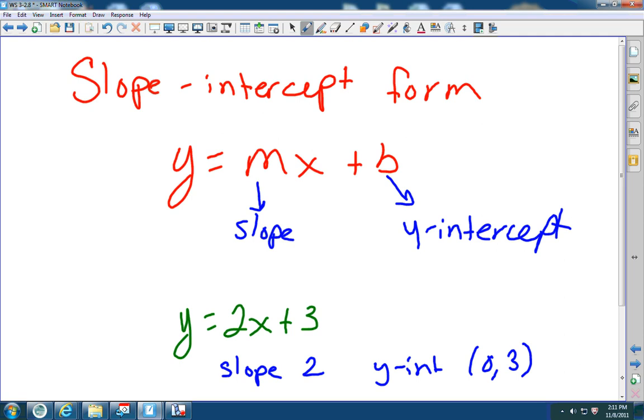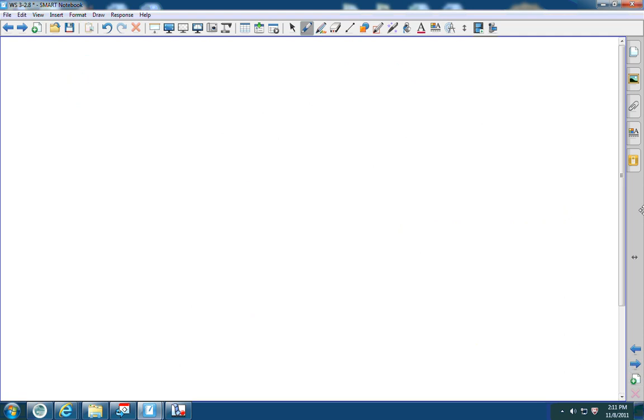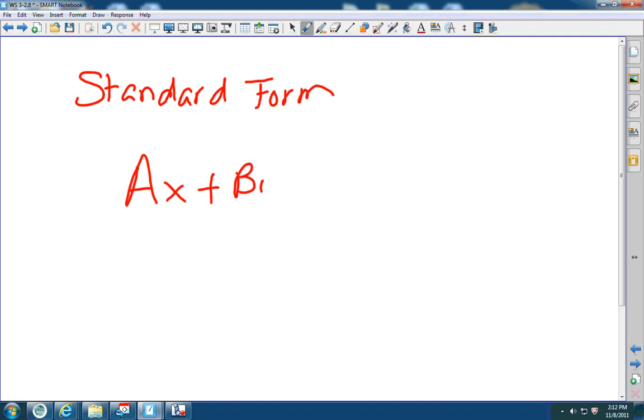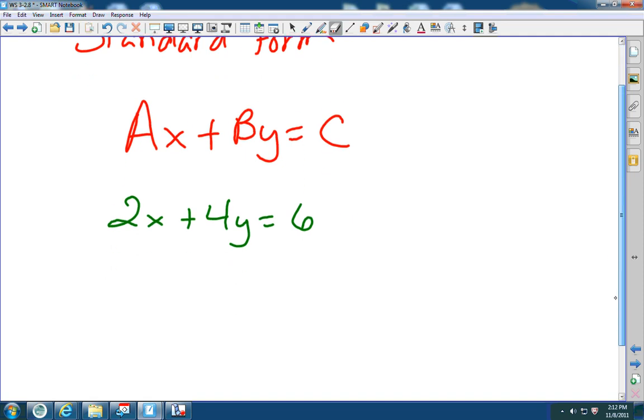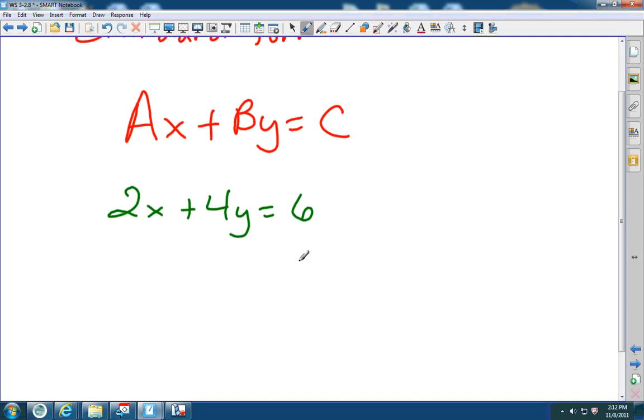Now, the other type of equation that we're talking about is standard form. And that is ax plus by equals c. This is like if we have a problem that says 2x plus 4y equals 6. What we've been working on is taking an equation like this and changing it into the y equals form. I want to change it into slope-intercept form.